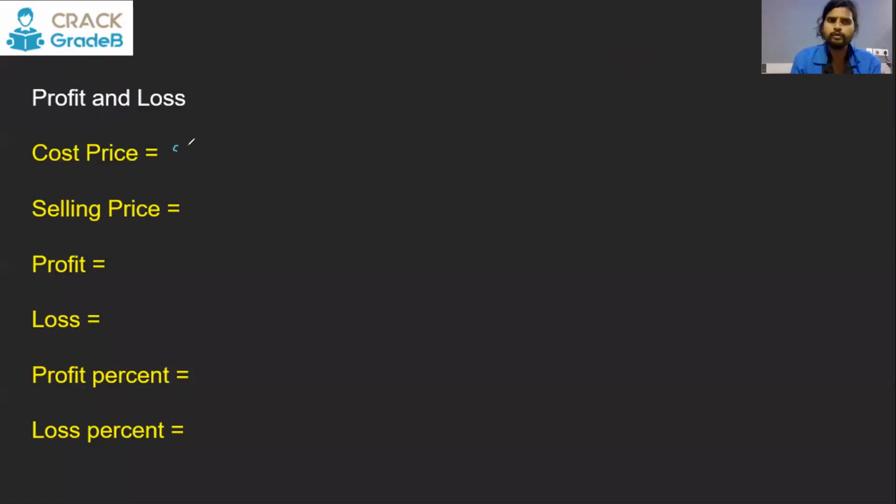I hope everybody knows what cost price is. Cost price, which we often denote by CP, is the price at which the buyer buys the stuff. Selling price, which we denote by SP, is the price at which the seller sells the stuff. So for example, if I bought a stuff for 100 rupees and I sell it for 120 rupees, this becomes my cost price and this becomes my selling price.